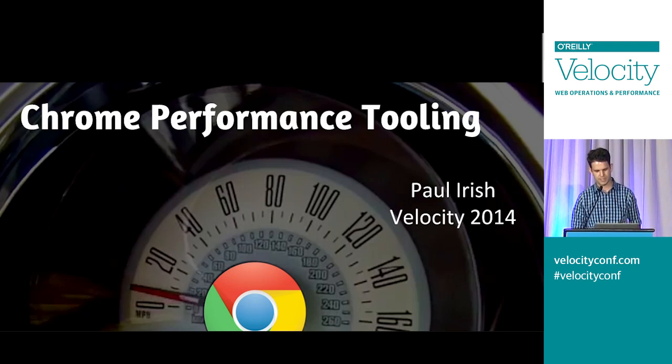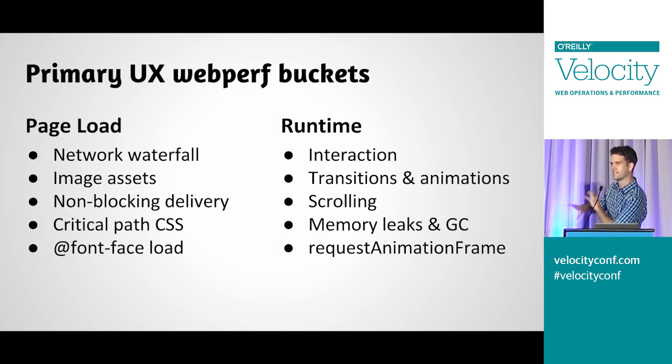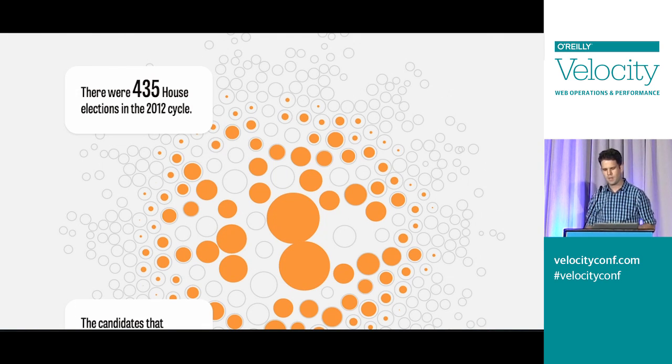So we've been working on a bunch of stuff recently, but I want to first set the stage and break up performance. First, there's the page load performance. There, we're working on the network waterfall, the assets, image compression, having non-blocking delivery, getting the critical path out first, and loading fonts responsibly, those sorts of things. Then there's also the runtime performance. That's being jank-free, keeping your interaction smooth and hot. Transitions and animations being 60 FPS, scrolling smoothly, keeping control of your memory leaks, minimizing the impact of garbage collection, and using smart APIs like Request Animation Frame to keep it good. In this talk, I'm going to focus a little bit more on the runtime side, but we're going to cover both.